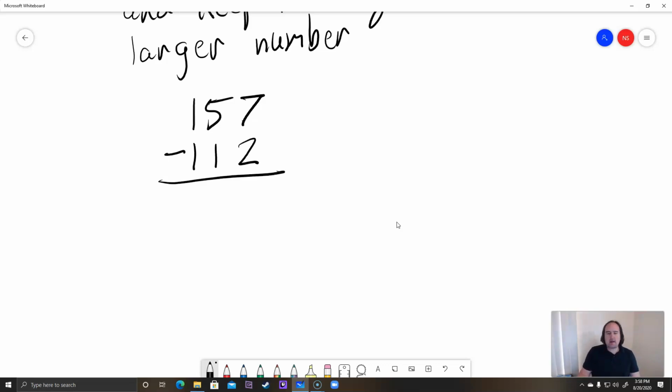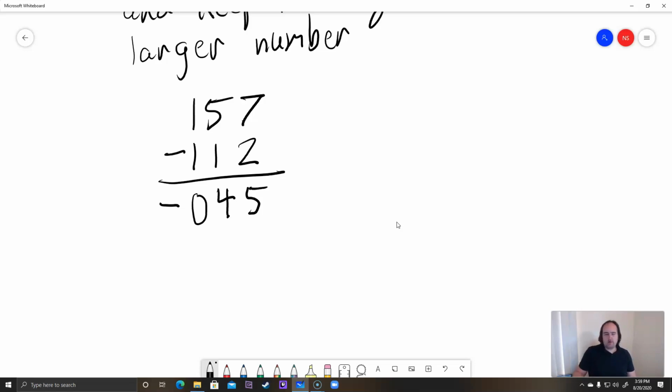Okay, so we're going to subtract, but because the larger number was negative, we know our answer is going to be negative. So I go ahead and write a negative down here. Okay, and then we just subtract normally. So 7 minus 2 is 5. 5 minus 1 is 4. And 1 minus 1 is 0.